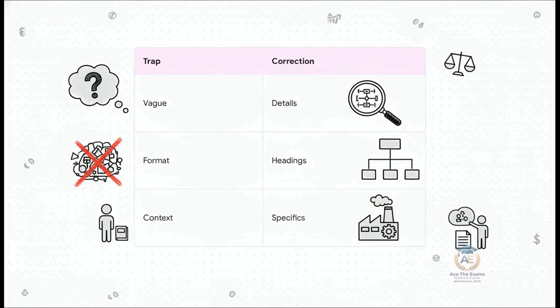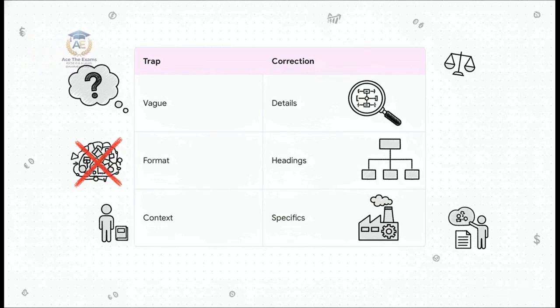Trap number 1 is giving vague answers, basically just making generic, sweeping statements about bad debts. The strategic correction: you must provide specific, hard details pulled directly from the data provided in the prompt. Trap number 2 is ignoring format and presentation conventions. The correction here is simple but essential. Always use proper headings, correct terminology, and clear annotations. Whatever you do, avoid just listing floating numbers with no labels.